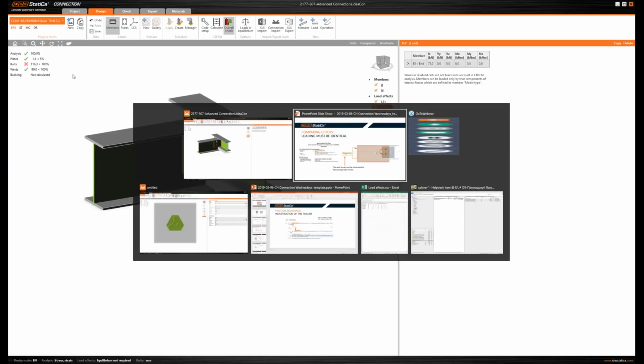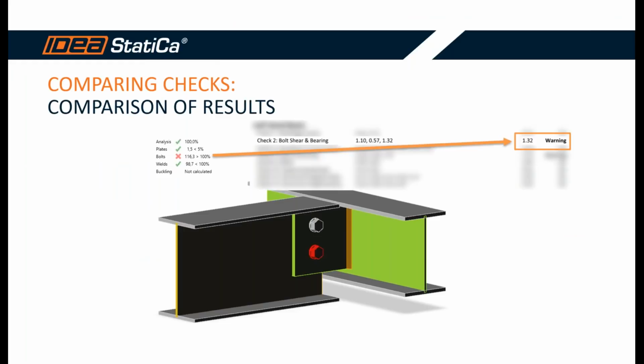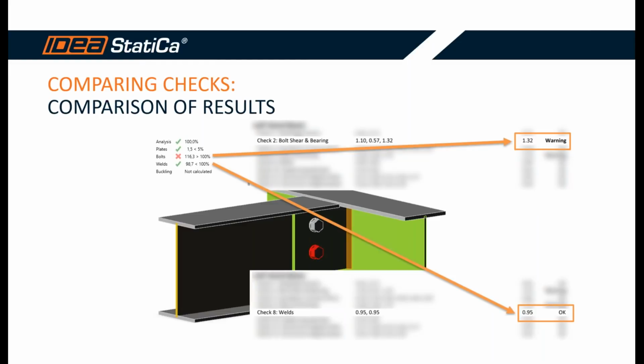Now let's go back to the presentation and compare the results. Here we can see that we have a bolt failure, which is comparable to the bolt failure in the component method software. And we also have high weld utilization, in line with the component method calculation.